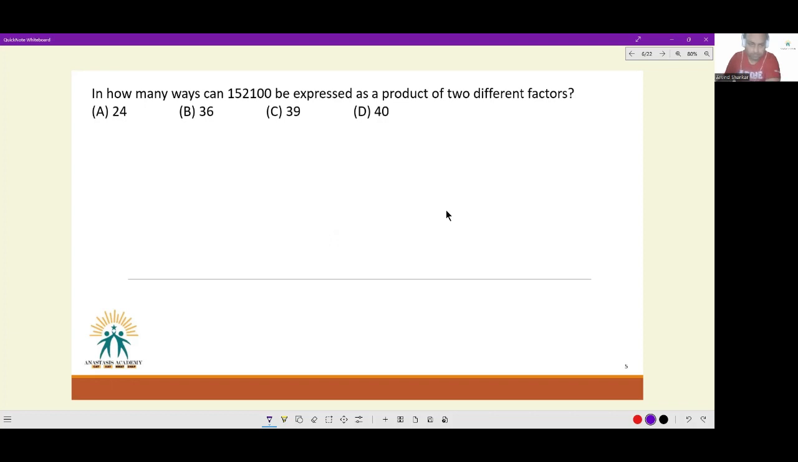Okay. This is a fairly simple one. First thing, let's just establish the baseline of how this is done. Let's say the number given to us was 42. In how many ways can 42 be expressed as a product of two different factors?